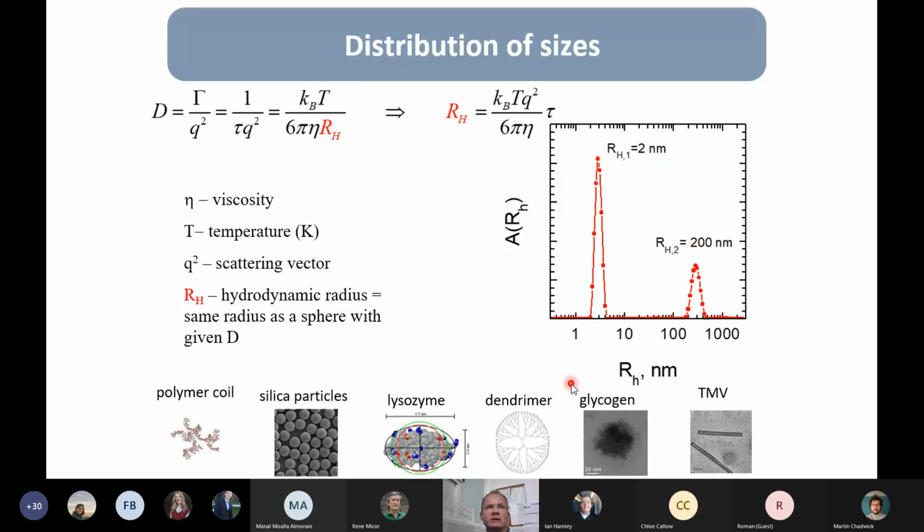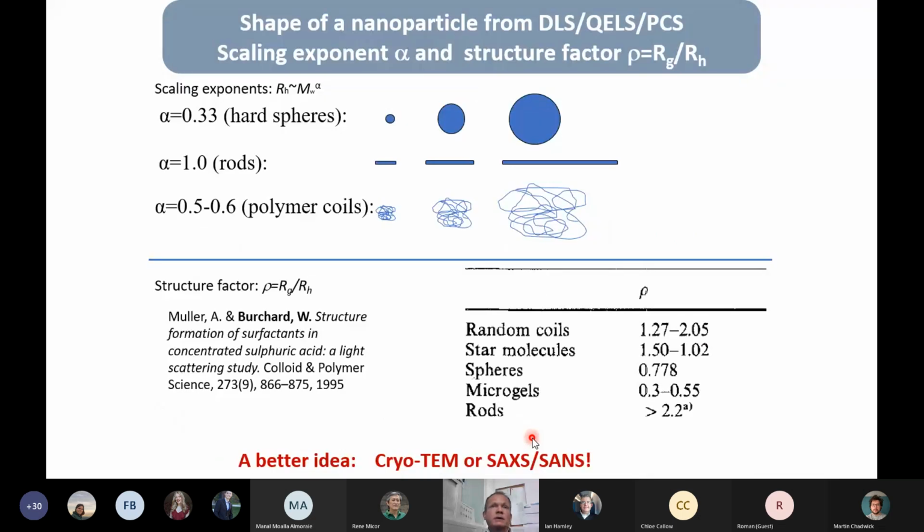But it doesn't mean that your particles are spheres. They might have different shapes, like I presented here. So what to do? Well, of course, the best way to address this question about the shape of nanoparticles is to make cryo-TEM experiments or AFM experiments.